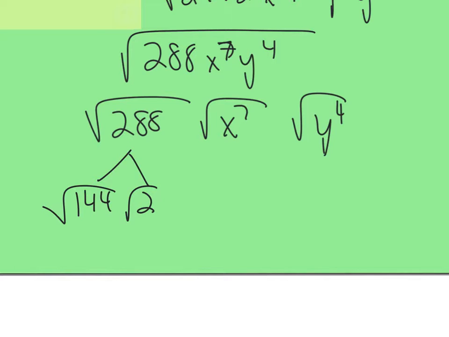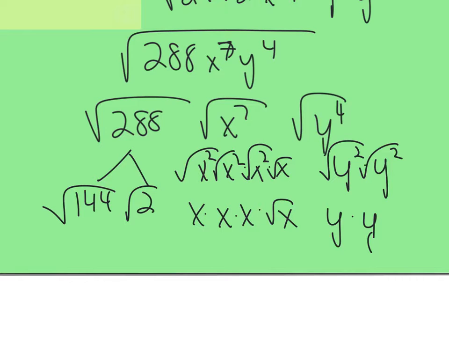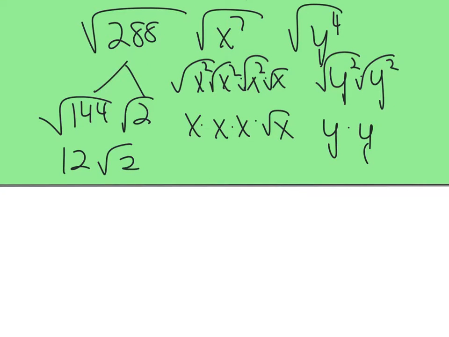X to the 7th would actually become x squared, x squared, x squared, and x. So square root those. So I'll be left with x times x times x times square root of x. Y to the 4th would be y squared times y squared. So that's going to be y times y on the outside. So square root of 144 is 12. So I'm going to go 12 square root of 2. So when I put all this back together, 12 x to the 3rd y squared square root of 2x.